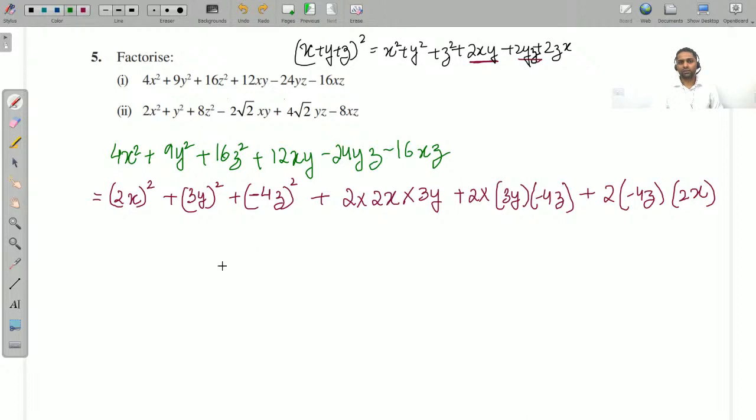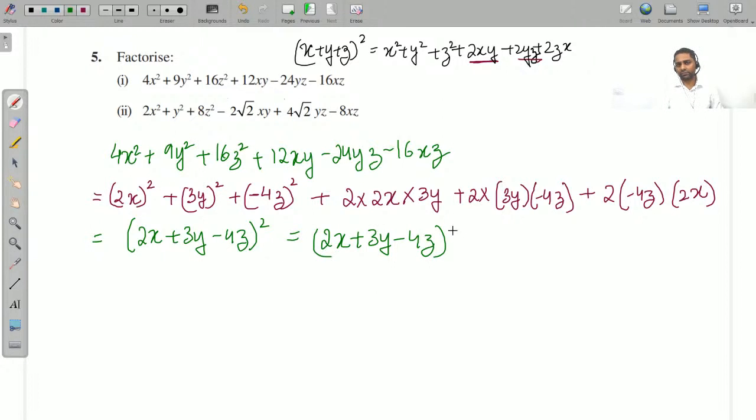Alright. So what you are going to write over here is, which is equal to x plus y plus z whole square, means 2x plus 3y minus 4z whole square. Okay, because they have asked us to factorize, so we have to make the factors separately. That is it. That was your answer.